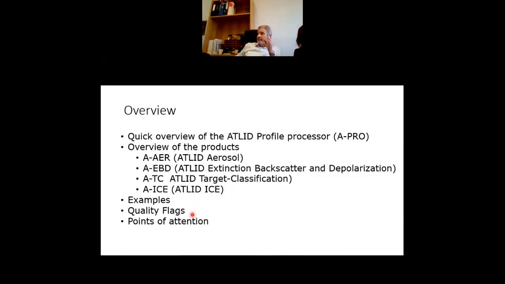Talk about the quality flags, because that's important. Anyone that's worked with AOLS data, for example, knows that you get yourself in a lot of trouble and get some weird results if you just go and average the data without looking at the quality flags. Always look at the quality flags. And then zoom in on a few more points of attention, specific points.